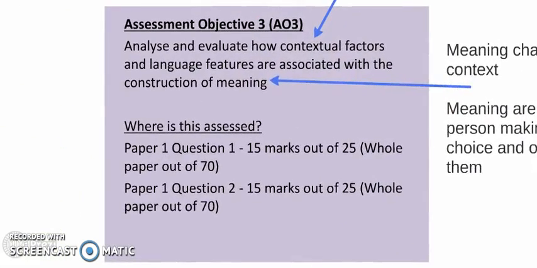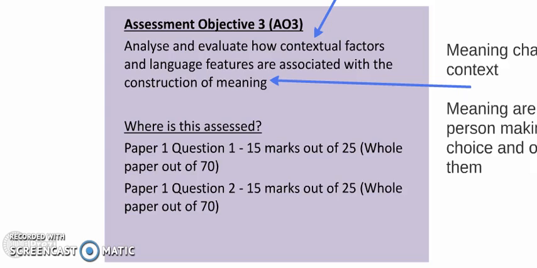Assessment objective 3 then. Analyze and evaluate how contextual factors and language features are associated with the construction of meaning. So this is the meaning assessment objective. It's assessed in paper 1, the questions 1 and 2, and it's 15 out of your 25 for each of those, so again, quite a lot.